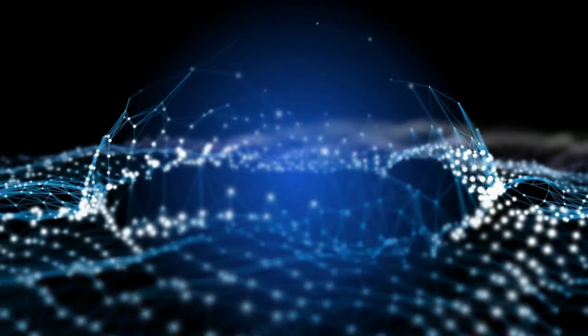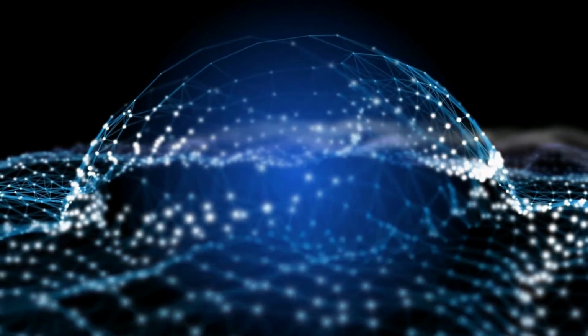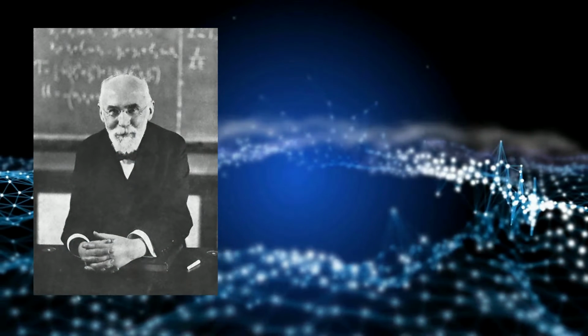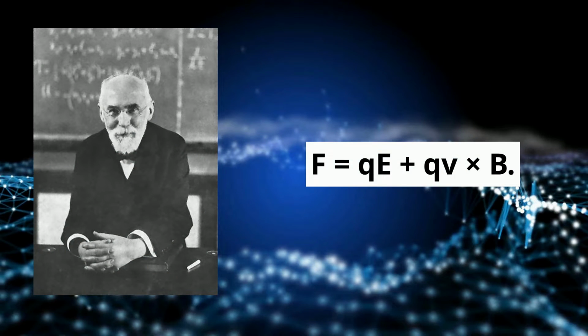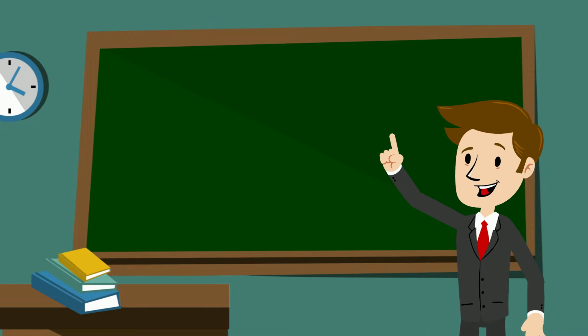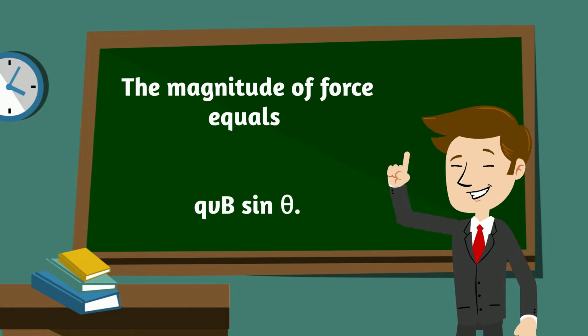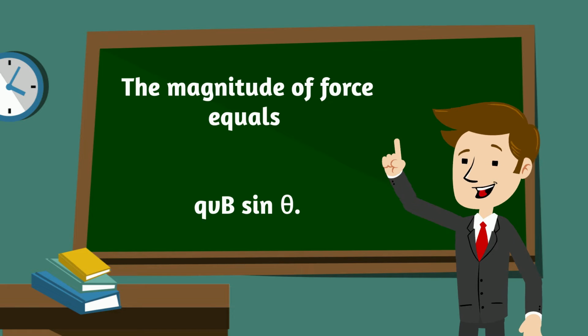The entire electromagnetic force, F, on the charged particle is called the Lorentz force, after the Dutch physicist Hendrik A. Lorentz, and is given by the formula F equals QE plus QV cross B, where F equals force, Q is the electric charge, E is the external electric field, V is the velocity, and finally, B is the magnetic field. In terms of the angle theta between V and B, the magnitude of the force equals QVB sine theta.